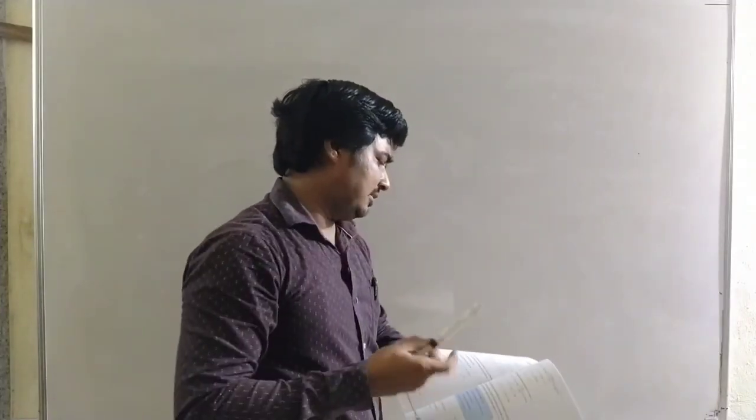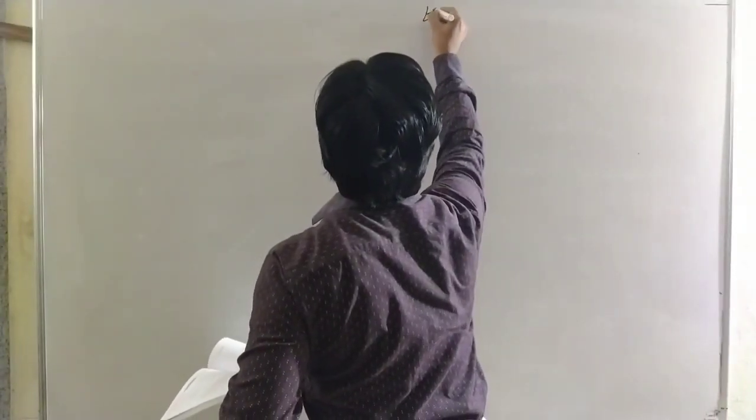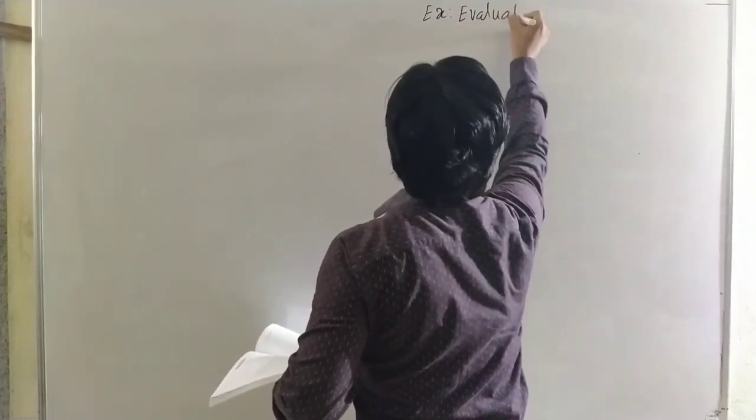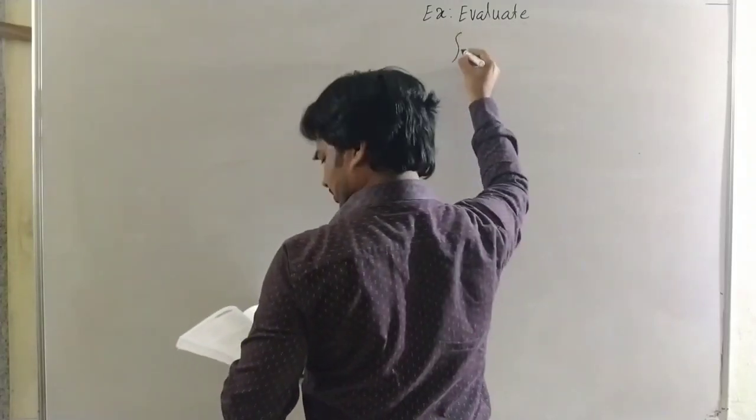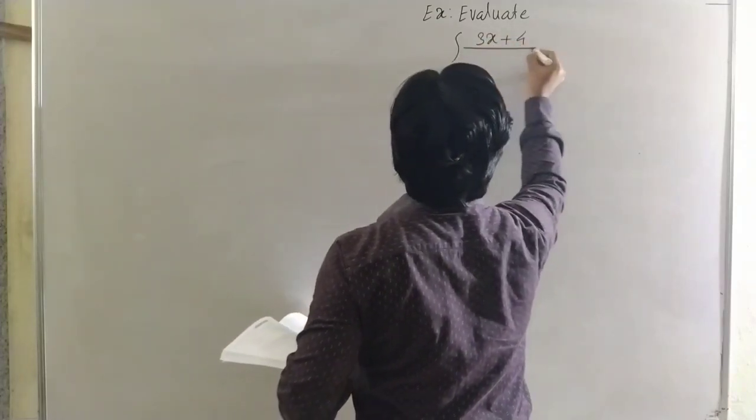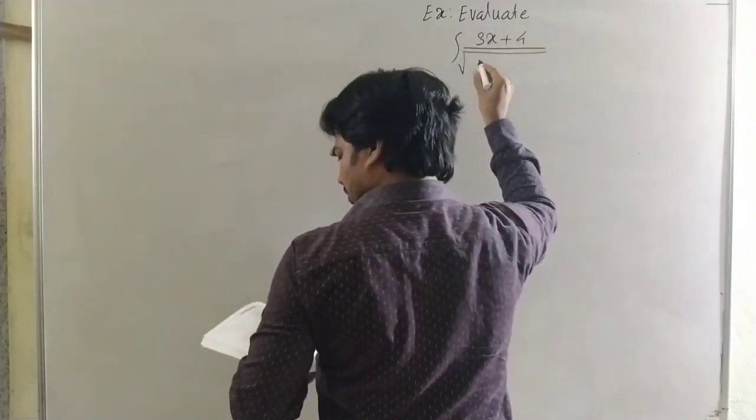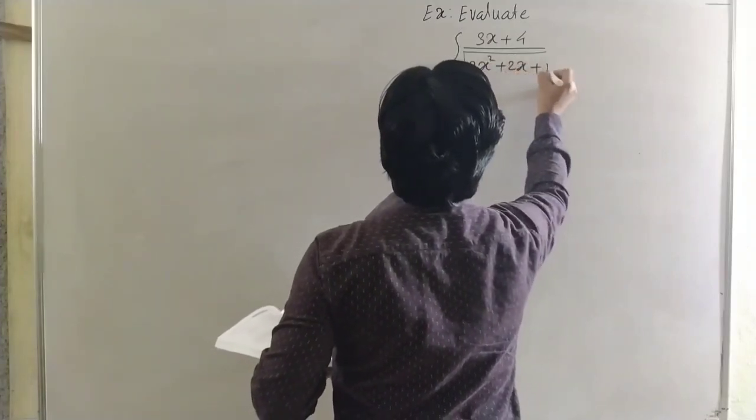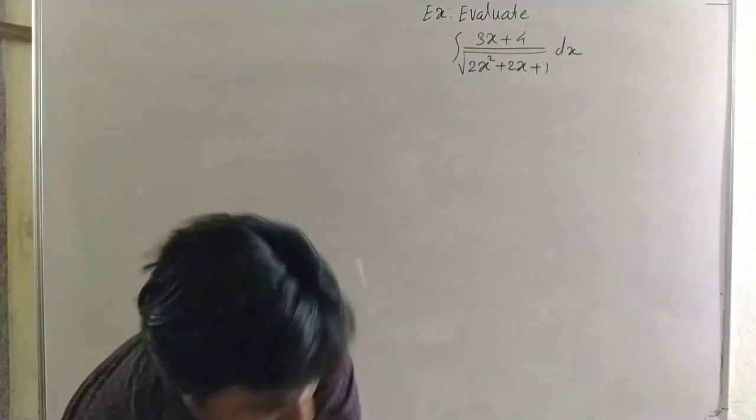It is an example in exercise 3.2c. Example: evaluate the integral of 3x plus 4 upon under root of 2x square plus 2x plus 1, dx. Now, it is a linear function upon under root quadratic function.